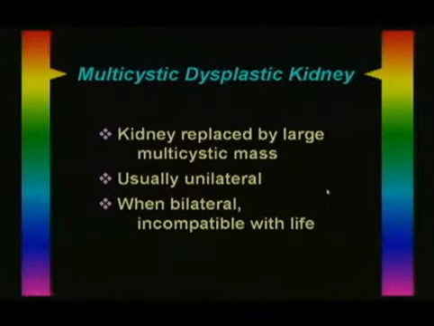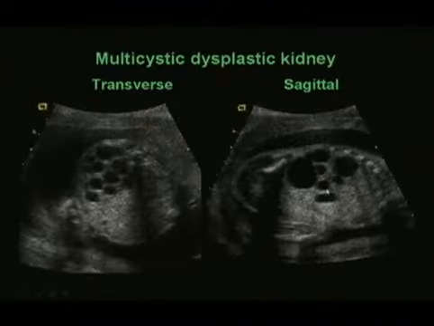When a multicystic dysplastic kidney develops, instead of seeing a kidney in the renal fossa, you see a large multicystic mass. Typically, this is a unilateral process, but when it's bilateral, it is unfortunately incompatible with life because the fetus develops in the absence of renal function and thus cannot replenish the amniotic fluid, so it's surrounded by severe oligohydramnios.